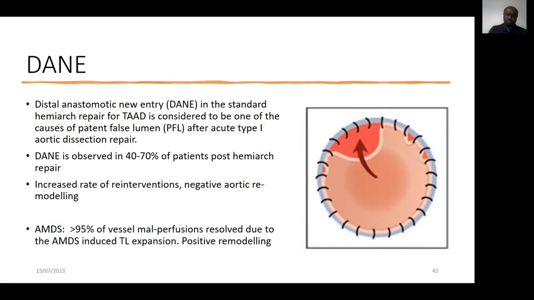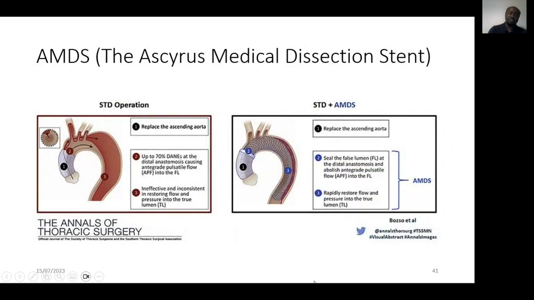This is what's called DANE. Just when you switch around the aorta, be careful while you're switching around, you won't see again into the false lumen. So you've done your surgery, your anastomosis and your distal anastomosis, contrast in your false lumen in the arch or descending aorta, the DANE phenomenon. And that's what AMDS was meant to treat by putting the stent here to eliminate that DANE.